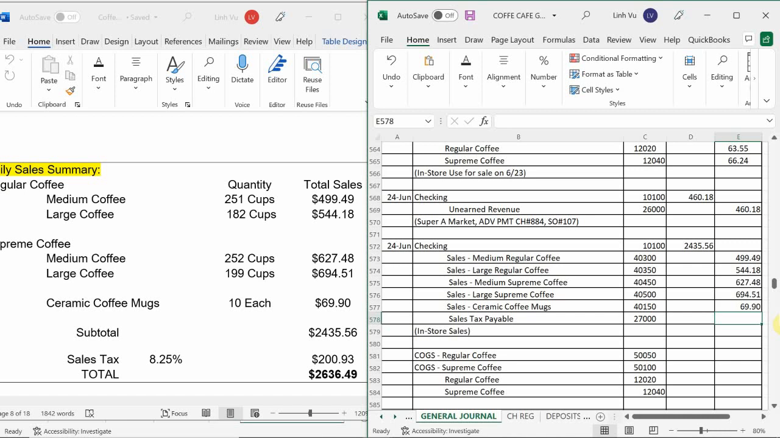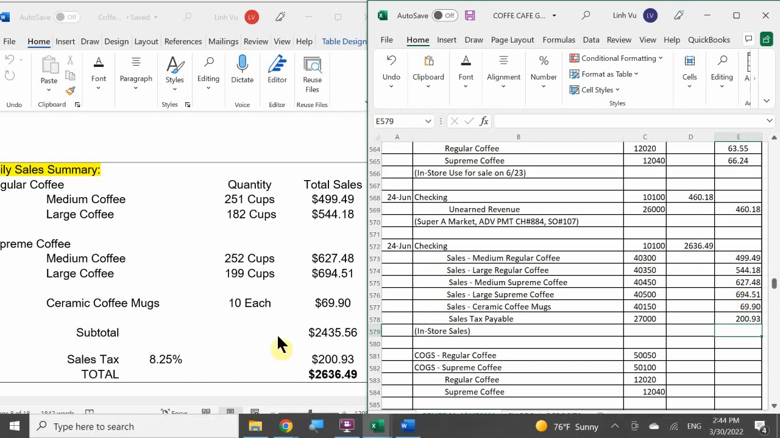and tax. How much is tax? $293. And let's see. I use the equal sum formula to just go ahead and sum up the total sales right here, or my total credits here. And I get a grand total of $2,636.49, which matches the amount of cash I should have received. Okay, good.